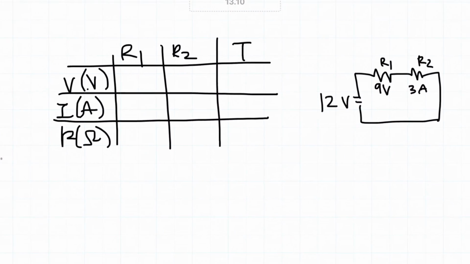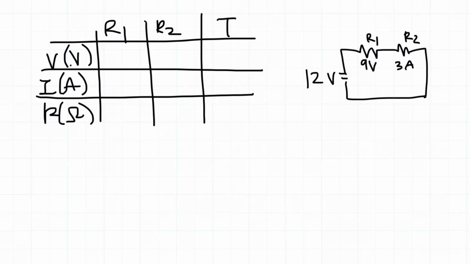I'm going to just pull this up here for a second. From the diagram, we know that the total voltage drop across the whole circuit is going to be 12 volts. We also know that for resistor 1, the total voltage drop is equal to 9 volts, and that the current going through R2 is 3 amps.